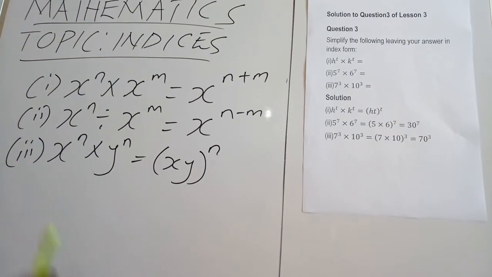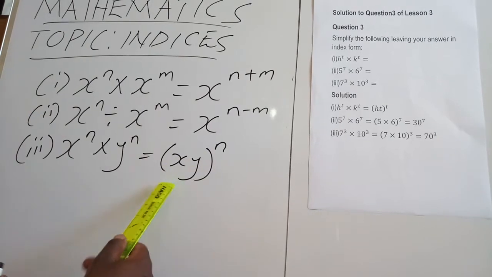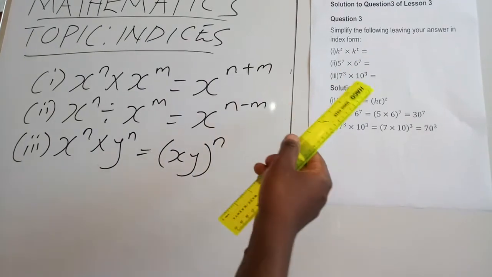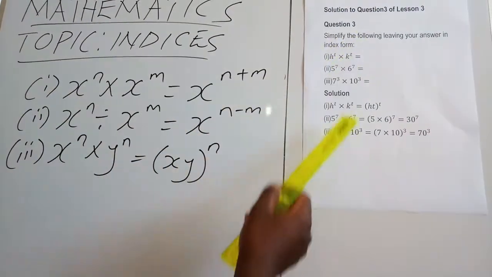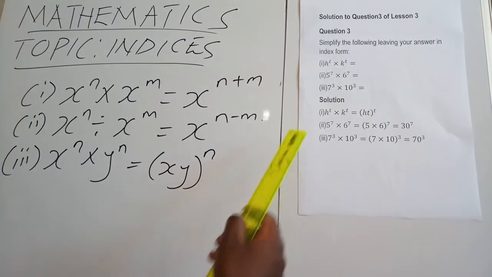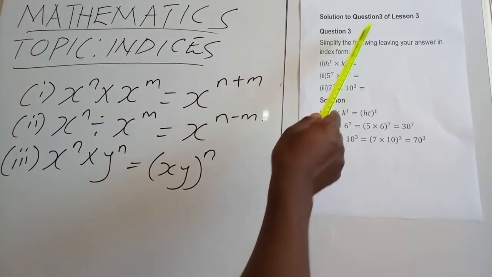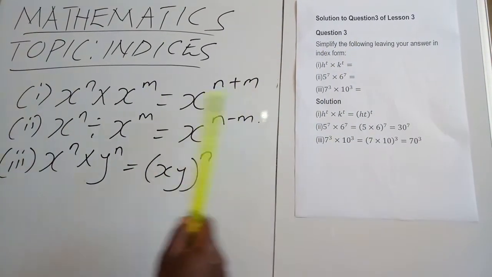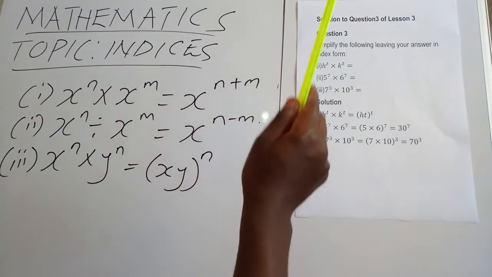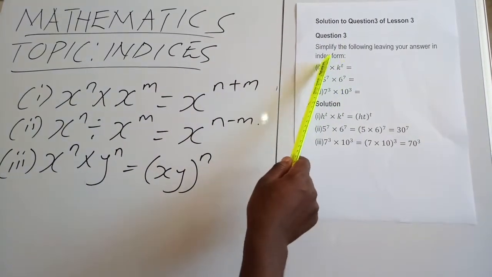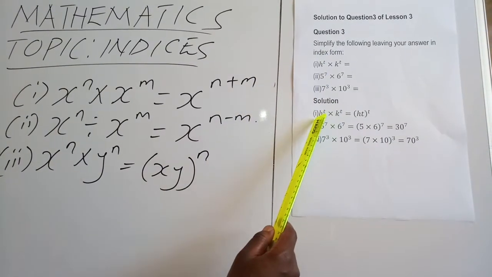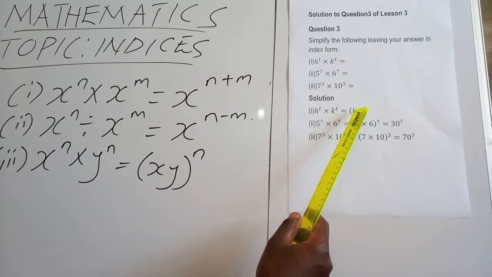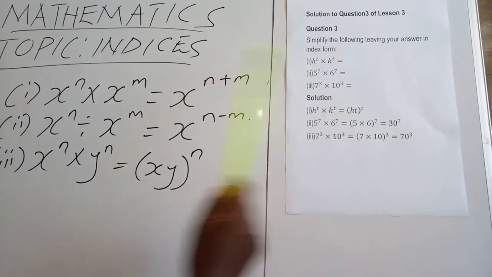This is the law we covered last time, and we gave you some assignment. So we go through the assignment and then go to our 4th law. The assignment was question number 3: simplify the following, leaving your answer in index form. Remember, it's a case of multiplication of numbers having similar powers. So Roman 1, h power t times k power t. The outcome will be ht raised to power t.